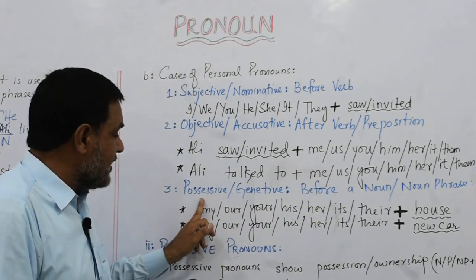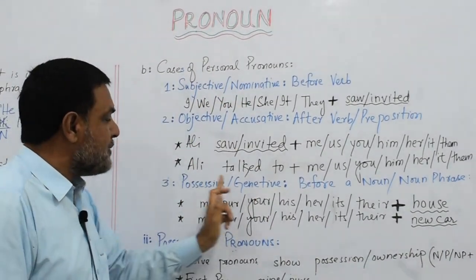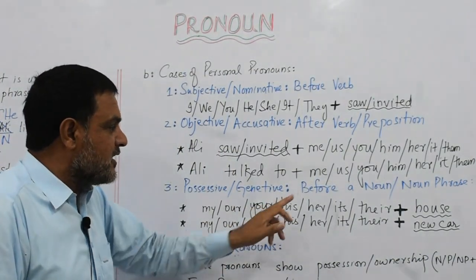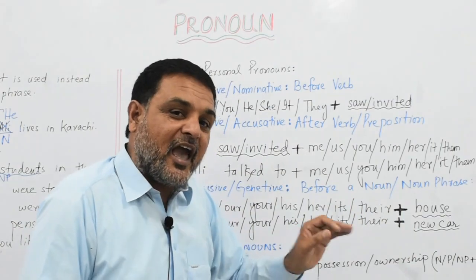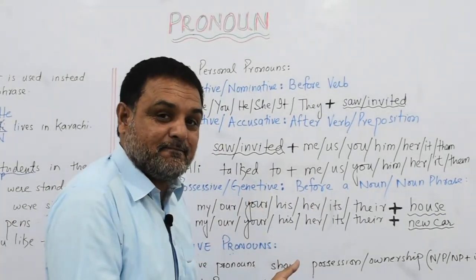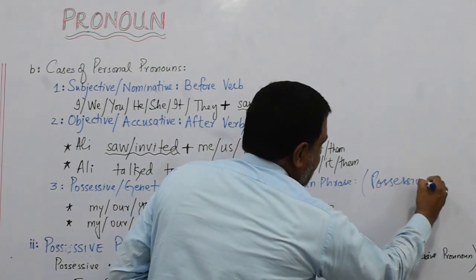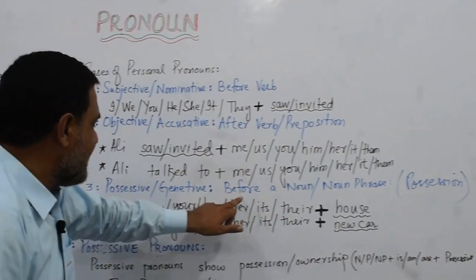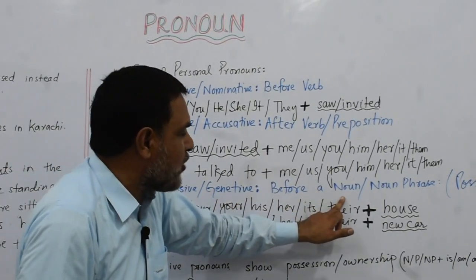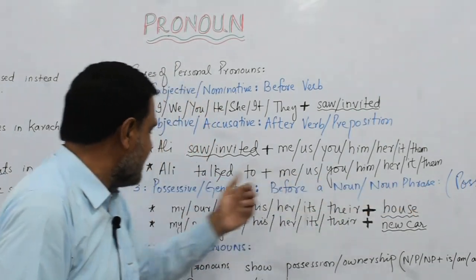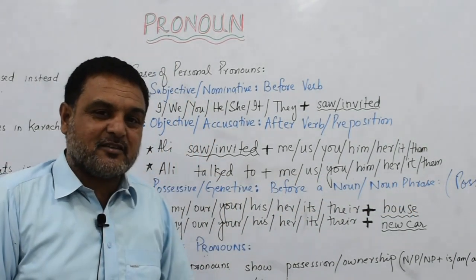And what is the possessive? The third case of the personal pronoun is possessive, or genitive. What is it? The one which is used before a noun or a noun phrase and shows possession, milkiyat. That's exactly it. If a pronoun is used before a noun and it shows possession, this personal pronoun will be called the possessive or genitive case of the personal pronoun.